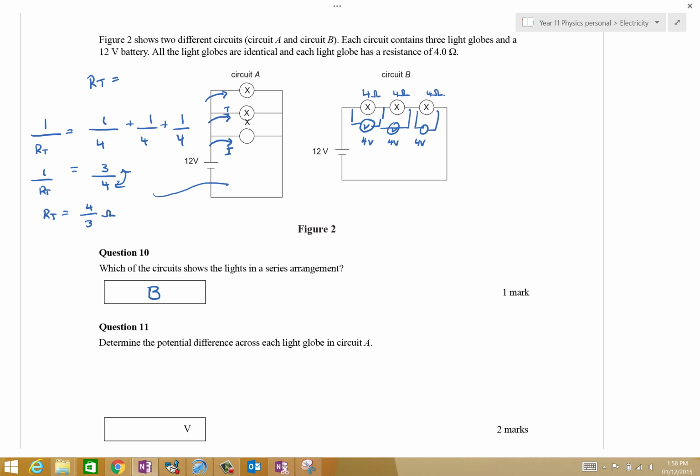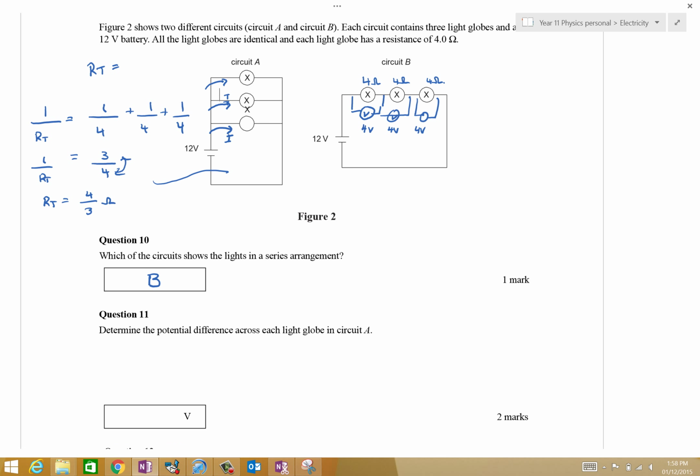So, determine the potential difference across the light globe in circuit A. Well, in order to do that, first of all, we can say that V equals I times R. But we don't know what the current is yet, so let's find out what the current is. The total current is equal to V on R, which is equal to 12 on, in this case, the total resistance of that circuit, 4 on 3.